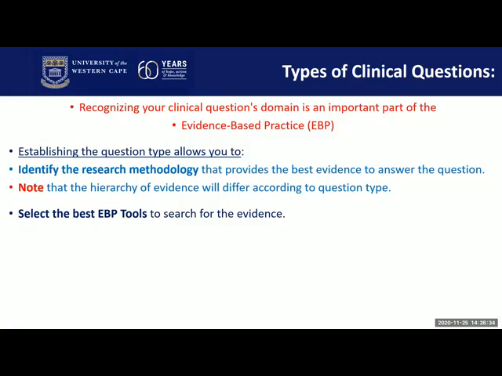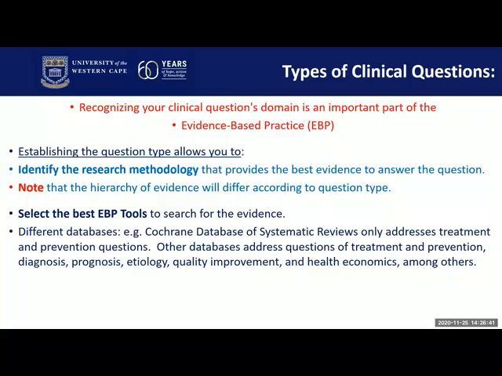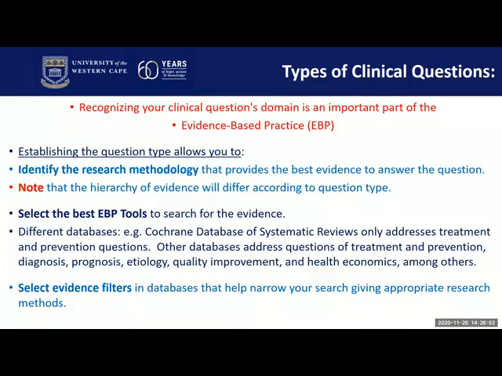Establishing the question type also allows you to select the best evidence-based practice tools to search for evidence. For example, the different databases. How do you know which database is going to work for you? There are different databases, and some of them are very specific, so you need to know about those as well. Then, of course, establishing the question also allows you to select evidence filters in narrowing your search, giving you the most appropriate research methods. Identifying your question type will also assist you in critically appraising the evidence.